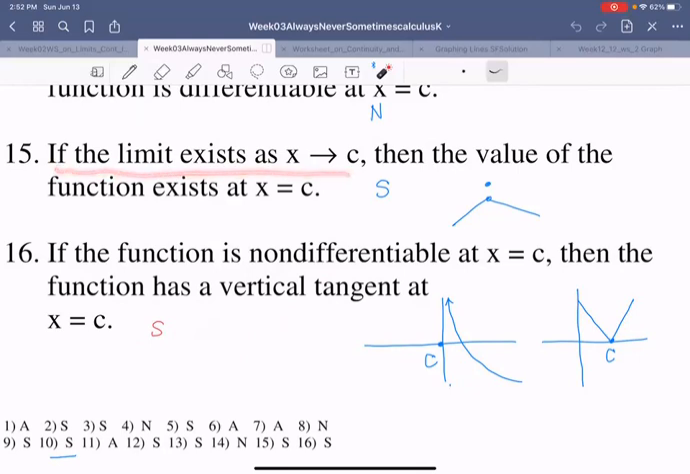Look at 15. If the limit exists at x equals c, then the value of the function exists. This is no, because you can draw this kind of graph and on purpose make a hole over here and put another value here. This value there, that's the limit. This point is the function value.